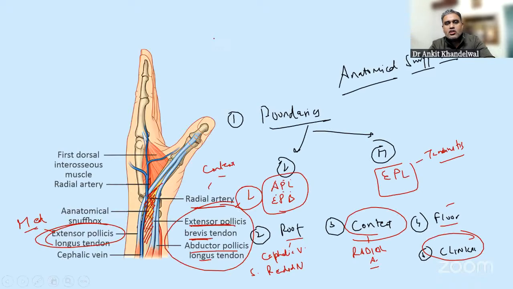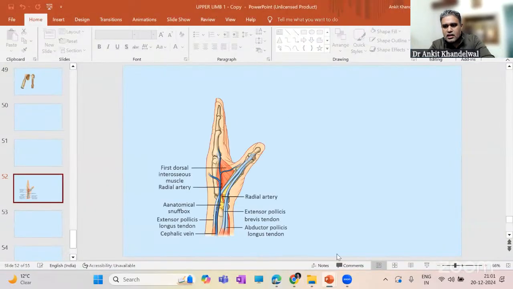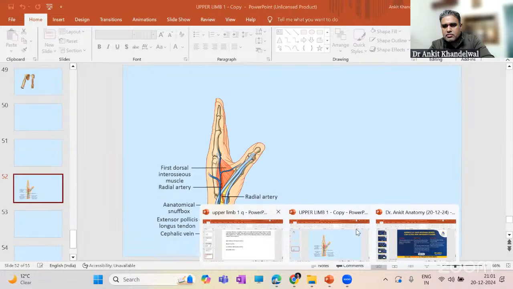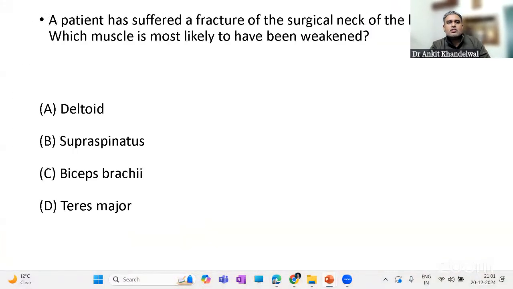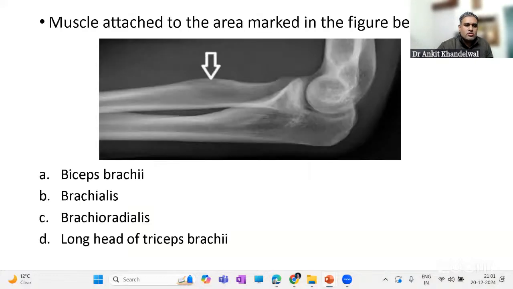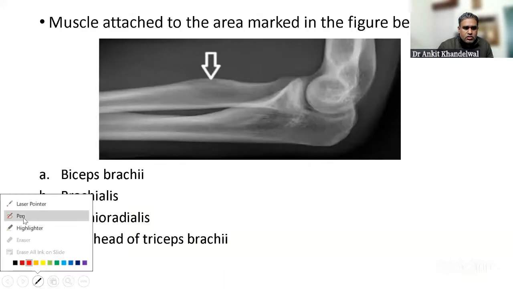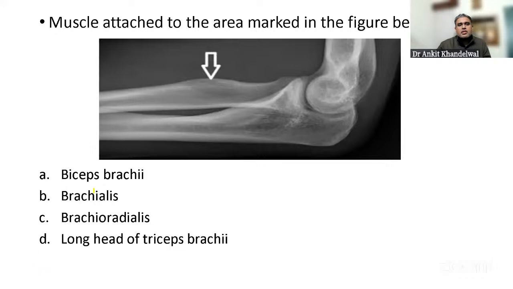Now let me go back to the MCQs and, in just 4-5 minutes, deal with all of your MCQs. There were around 10-12 MCQs over here. Let us quickly go through them and highlight them.